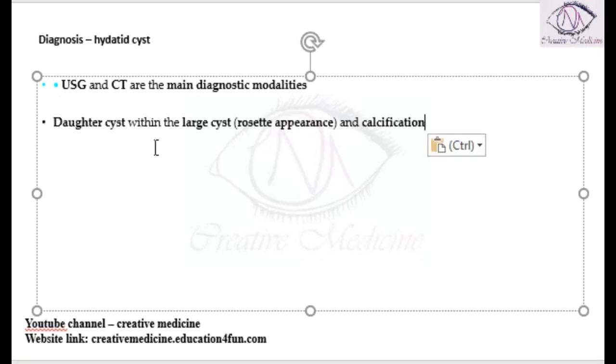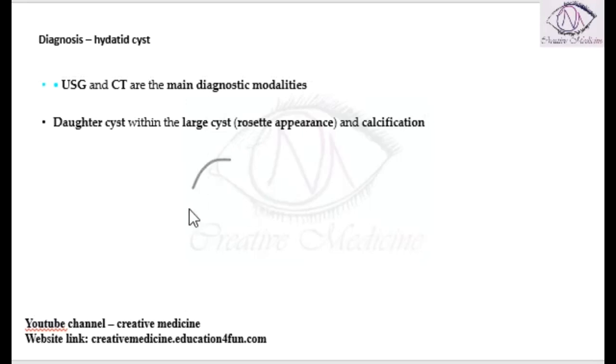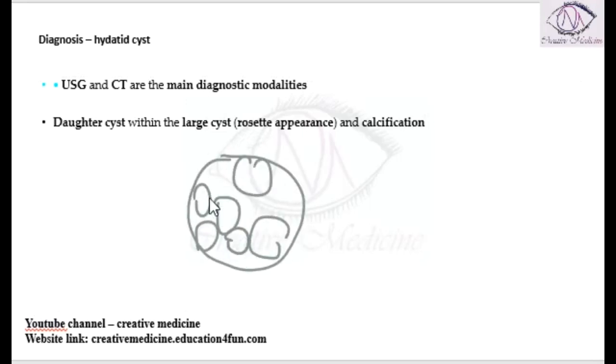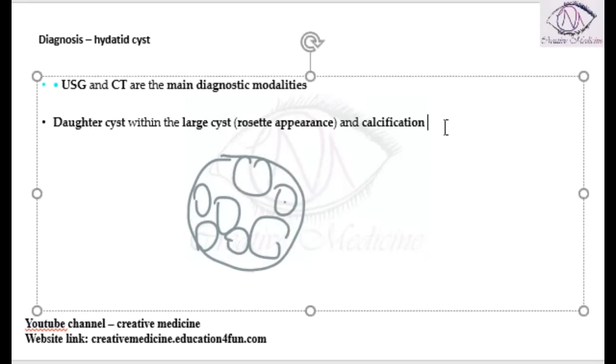If you see, in the ultrasonography or CT scan, presence of daughter cysts with a large cyst. There will be a large cyst with small daughter cysts present. This rosette-like appearance is seen along with calcification. Then this will suggest that it is a hydatid cyst.